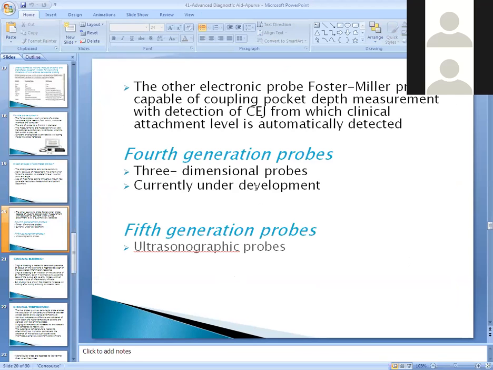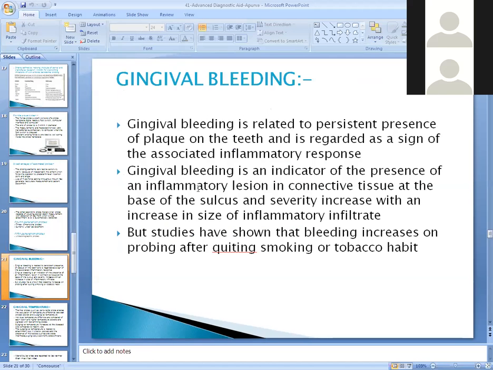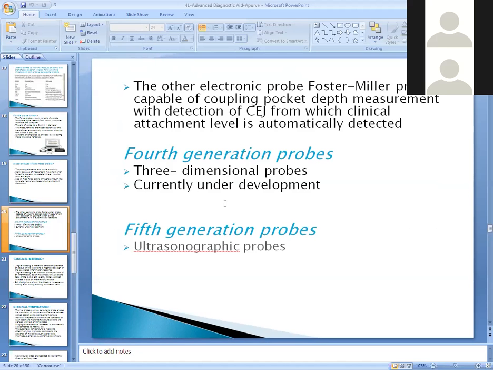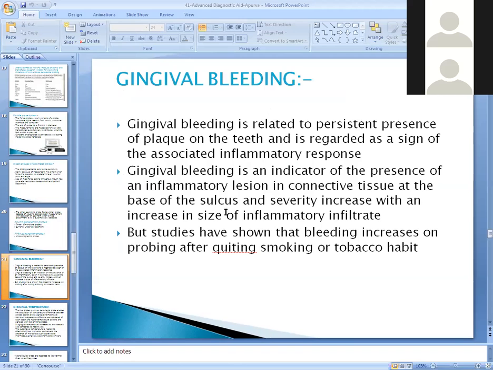Then fourth generation probes and fifth generation probes, they are not fully developed. They are under development. Because of that, they are not in the market. This fifth generation probe is also based on ultrasonographic probes. Means what? The movement of the fluid inside our soft tissue will guide you, or the probing system is guided by that fluid movement. But these are not fully developed, so because of that, they are not able to be used in the market. Okay, so up to third generation probes or probing devices are developed properly.